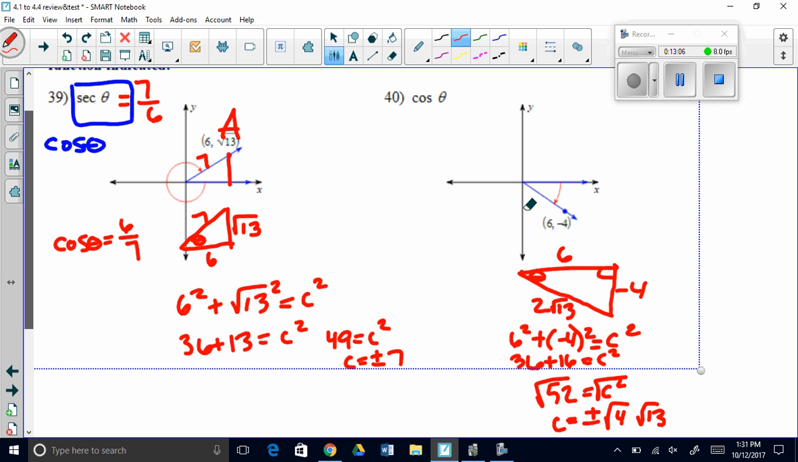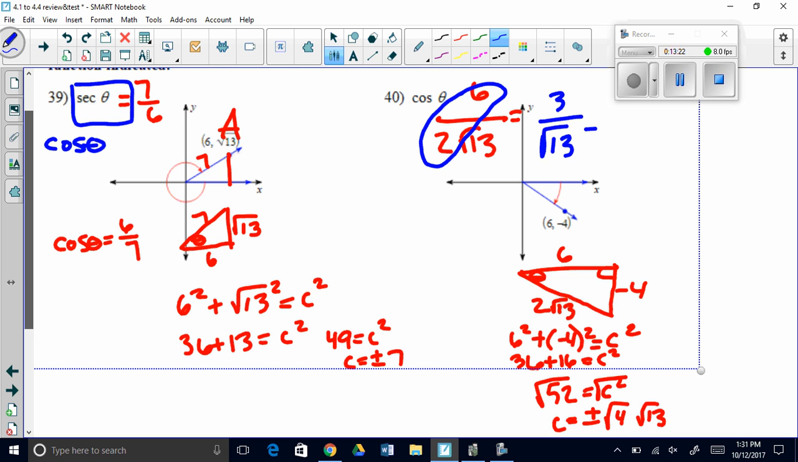And this one's the cosine. So cosine is adjacent over hypotenuse. So 6 over 2 square roots of 13. And 6 divided by 2 would be 3. So it's 3 over the square root of 13, which is 3 root 13 over 13.